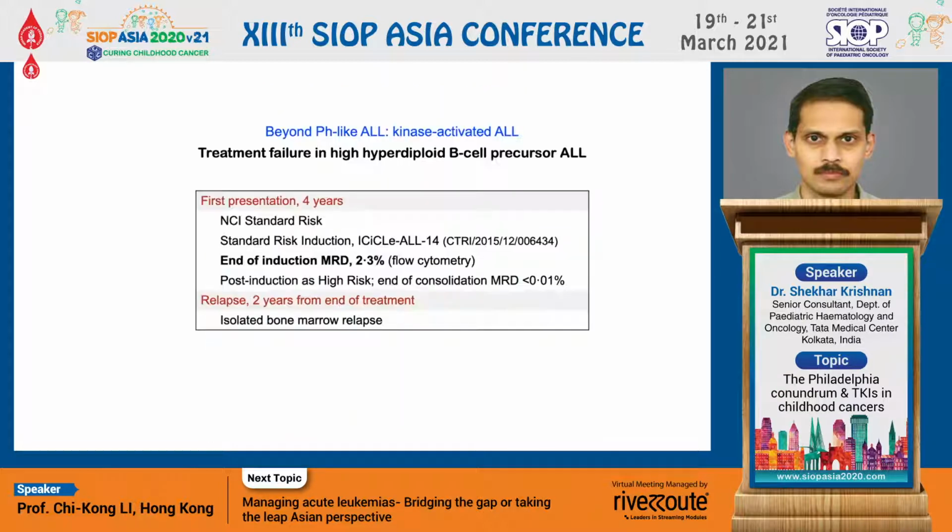I think I've finished. I just want to say that beyond Ph-like ALL, we also have kinase activated ALLs, which are probably also seen in other cytogenetic categories. So this suggests that the kinase activated phenomenon may not necessarily be restricted to the Ph-like context.